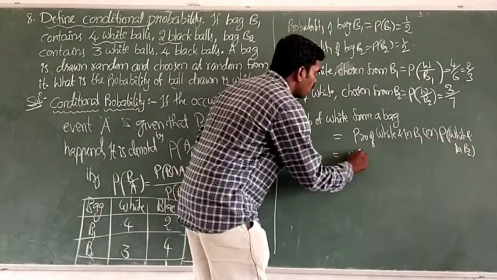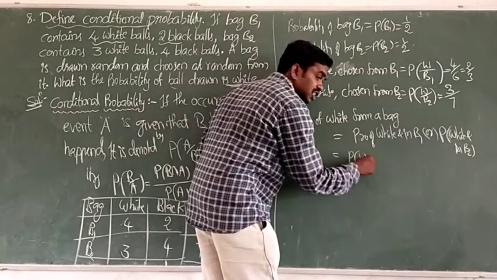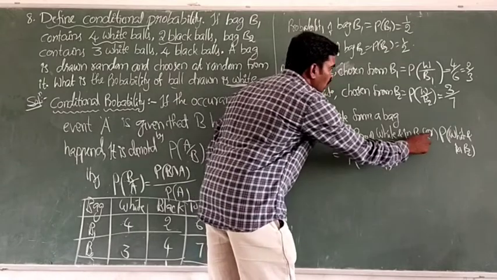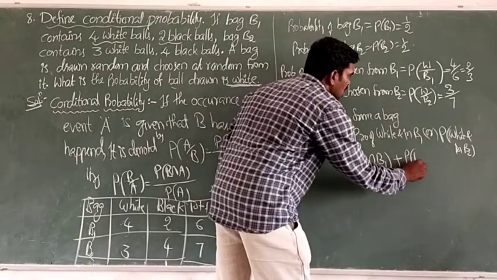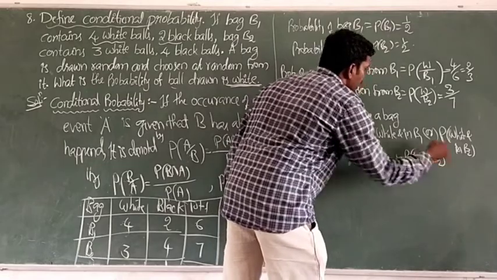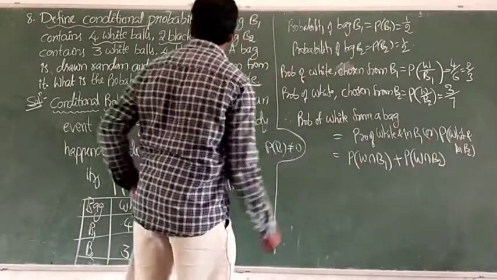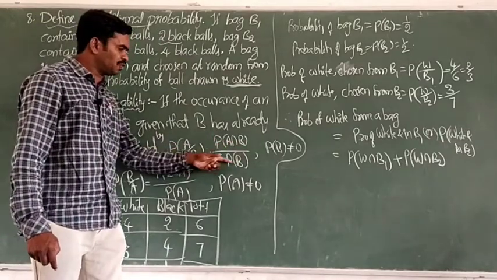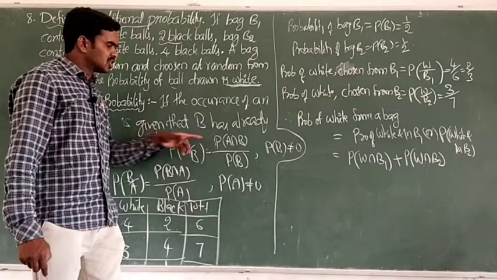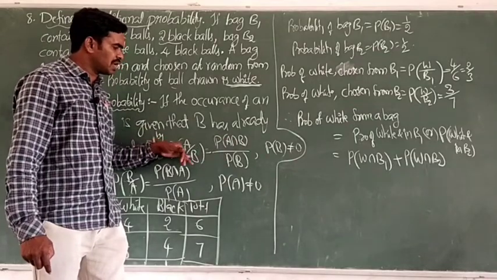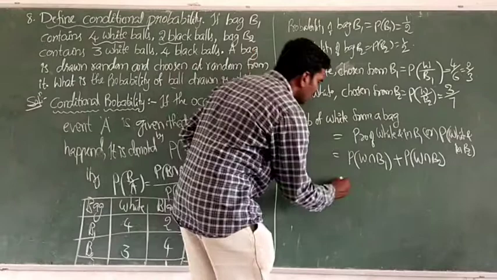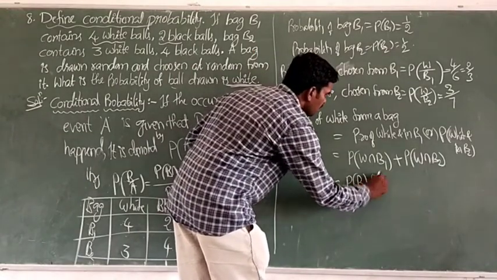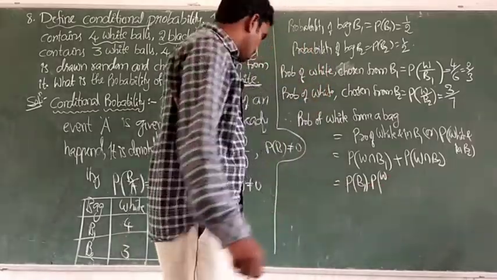So probability of white and B1 means how can we represent in sets? White and means intersection B1. OR means plus. Probability of white in intersection B2. That we should find. So now according to conditional probability, P of A intersection B can be written as P of A by B into P of B. So like that, P of W intersection B1 can be written as P of B1 into P of W by B1. Okay.